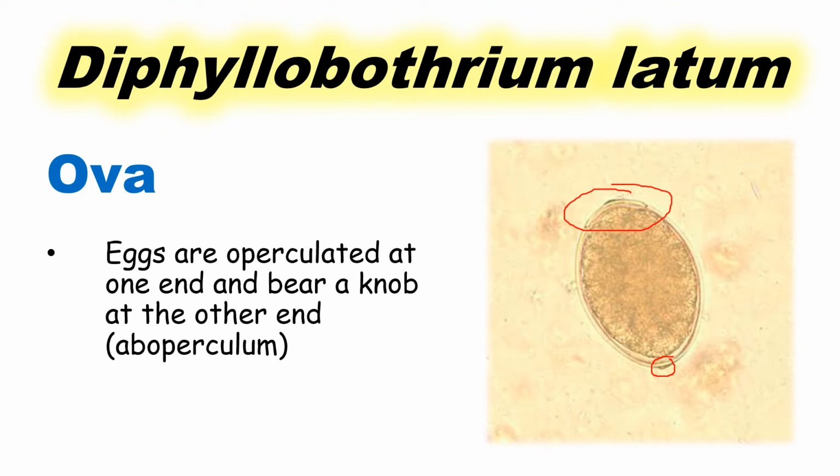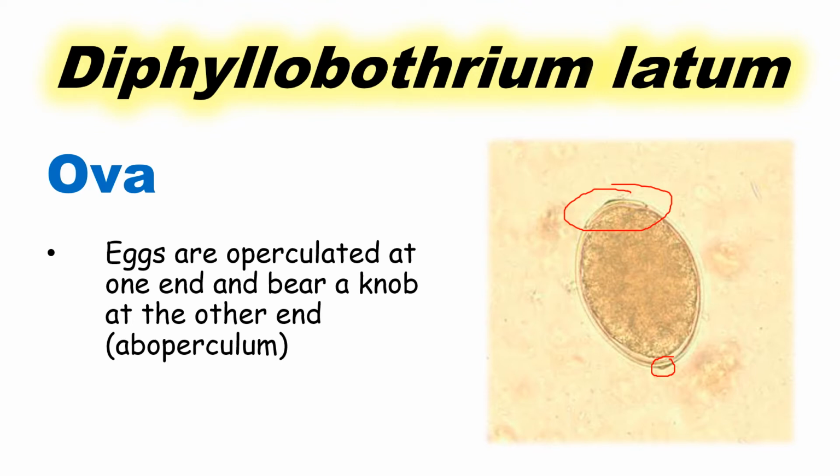It's the abopercular end. Okay, so the characteristic of the egg or the ova of Diphyllobothrium latum is yellowish brown with a moderately thick shell and an inconspicuous operculum. It's inconspicuous, try to check. Okay, you might not notice that it has an operculum. It is not visible. Okay?